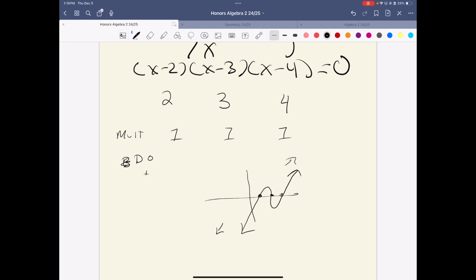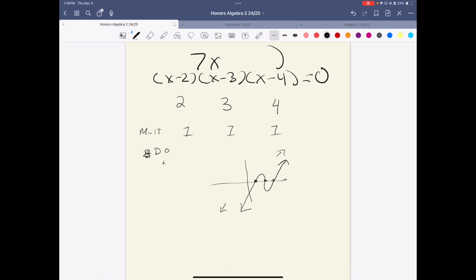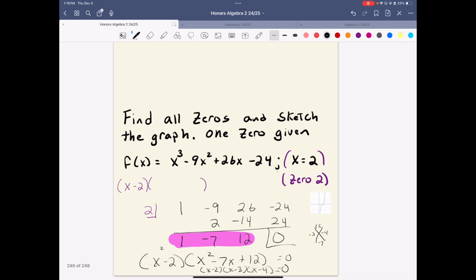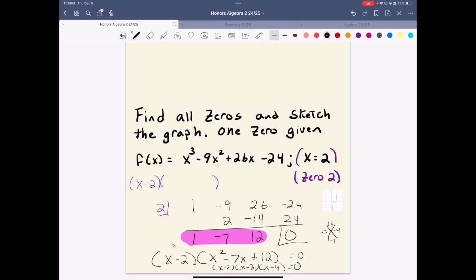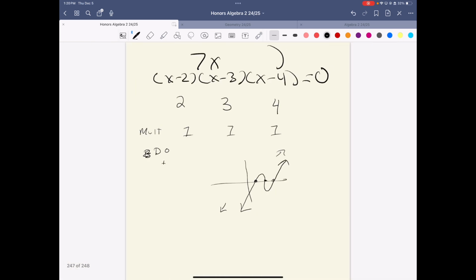Okay. So it does become a bit of a process, but it's a process that you've done. Okay, you've got to think about this piece as being one of my factors. Use synthetic division to figure out what your other factor is. Get it in factored form. Find the zeros. Multiplicity, degree, graph.